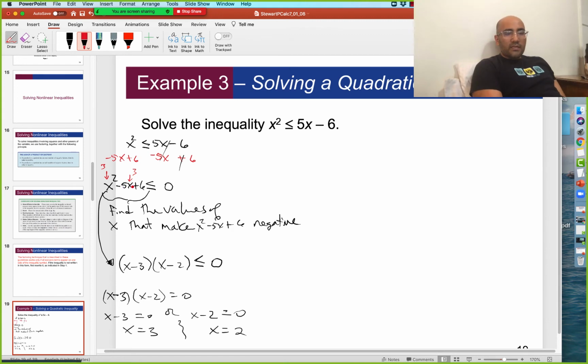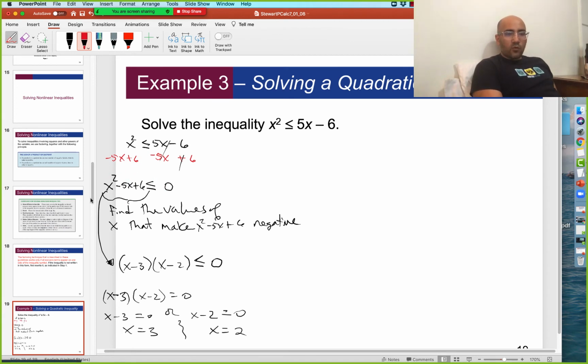9 minus 15 plus 6 equals 0. That's true. And at the same time, if we replace it by a 2, 2 squared minus 5 times 2 plus 6, that's going to be 4 minus 10 plus 6, that's also going to give you a 0. Okay, so we found the zeros of this, but that's not what they wanted.